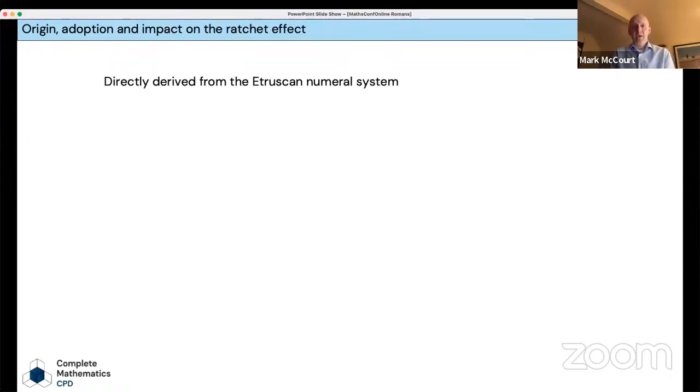So Roman numerals were basically a direct copy of the Etruscan numeral system, which had come before. And as the Roman Empire started to take shape in 700 or so BC, the Etruscan culture, which was a mix of different cultures, was one of the dominant ones. So it made sense that they took the dominant numeral system and used that. So it's basically a copy of that.